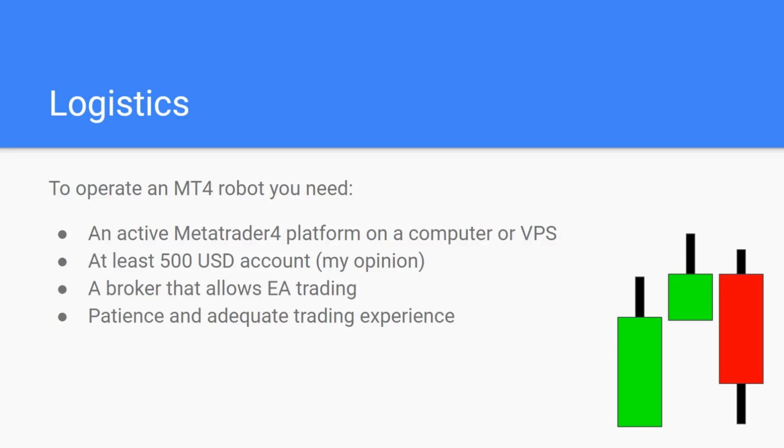So the logistics, this is also important. If you're going to operate the system, you're going to need to run an active MetaTrader 4 platform on a computer, a dedicated computer that stays on, or a VPS. And my opinion here is that you need probably at least $500 US in your account. Of course, it's up to you how you trade it, or if you even put it on a live account. Some people will just trade it on a demo account, see how it goes for a while, and then make their own decisions. The next thing is that you're going to need to have a broker that actually allows expert advisor trading, because not all of them do, but most of them do. So you can just check their website pretty easily.